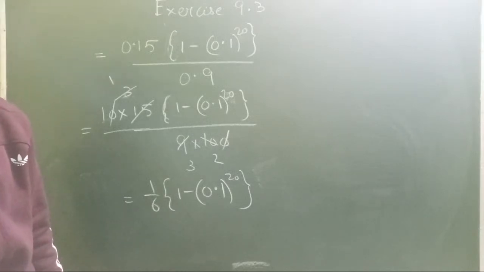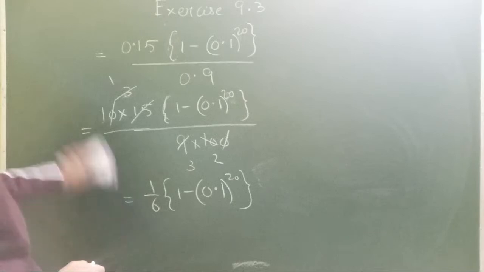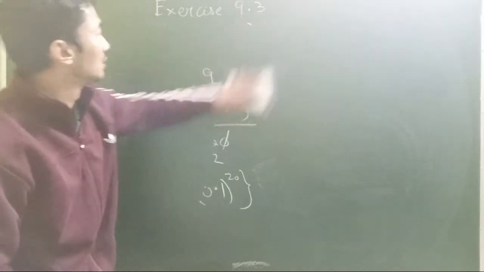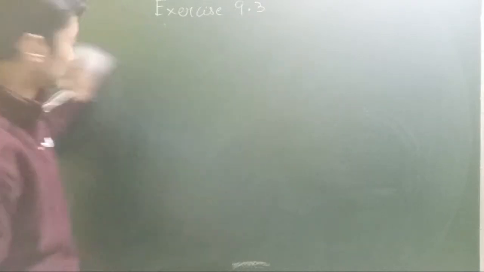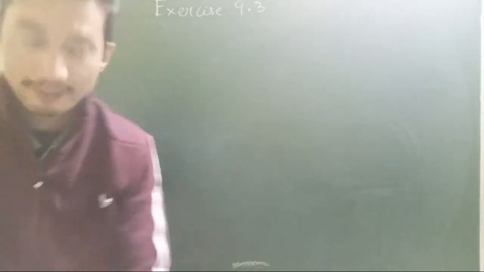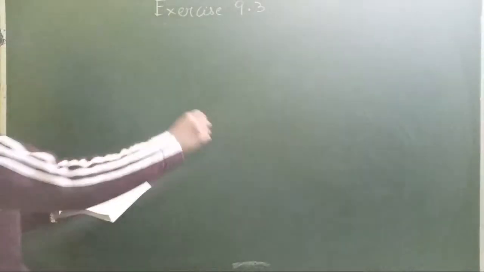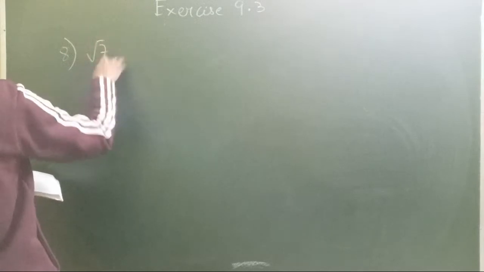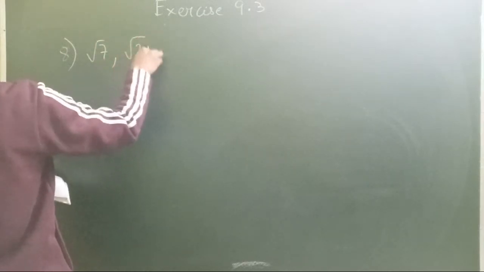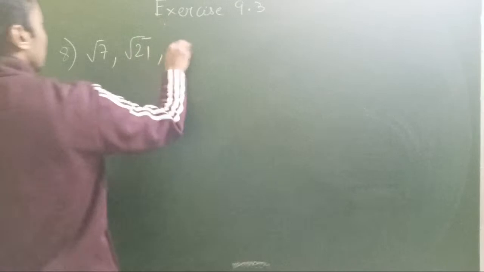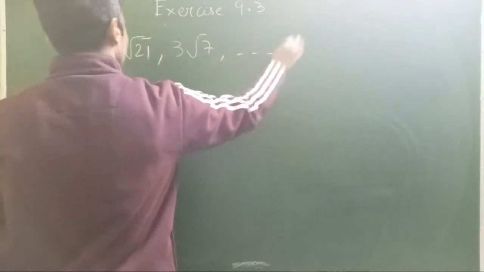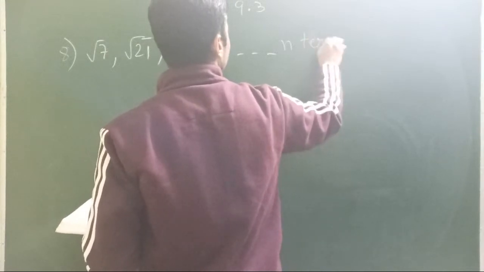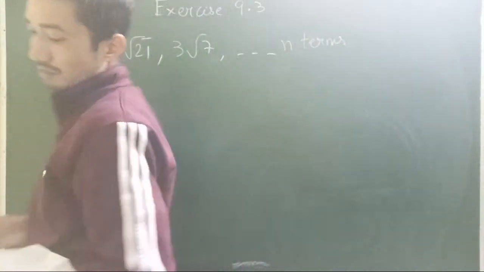Number 8. You can get ready with the next question, number 8. Root 7, square root of 21, 3 root 7, up to how many terms? Up to n terms.